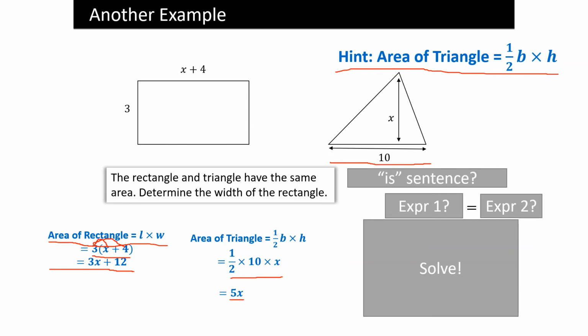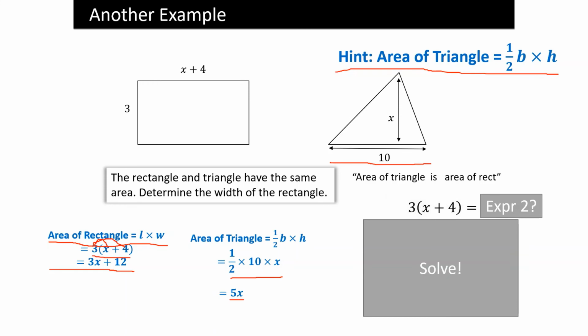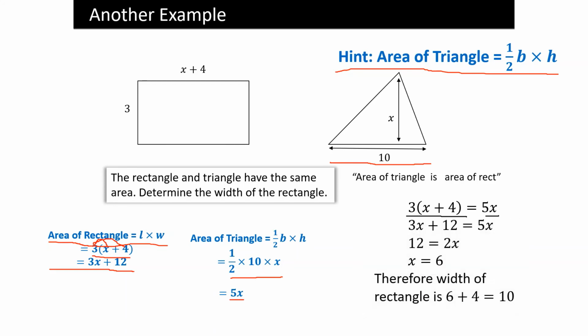Once we have that, we can therefore go ahead and start equating our values. So we now know that the area of the rectangle, which is 3 times x plus 4, is equal to the area of the triangle, which we have simplified to 5x. Very important. Now we can go ahead and solve because we know that 3 bracket x plus 4 simplifies to 3x plus 12, and that is equal to 5x. Get all the x's on one side and all our numbers or constants on the other. So therefore we know that x is equal to 6.